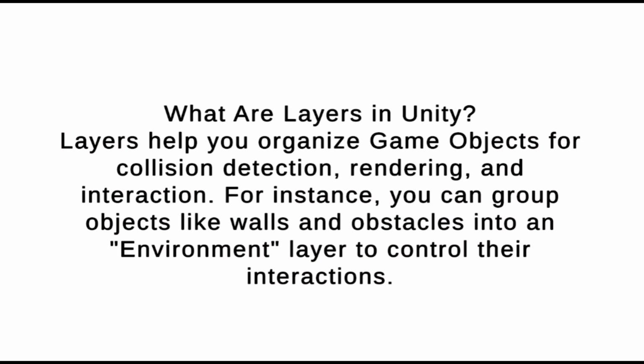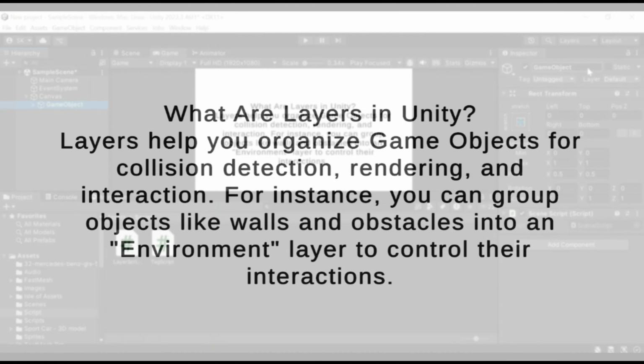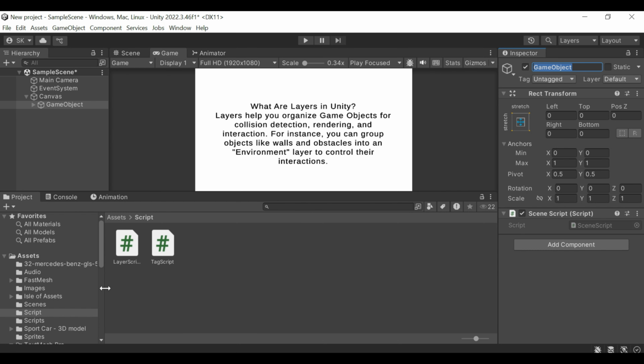What are layers in Unity? Layers help you organize game objects for collision detection, rendering, and interaction. For instance, you can group objects like walls and obstacles into an "environment" layer to control their interactions.